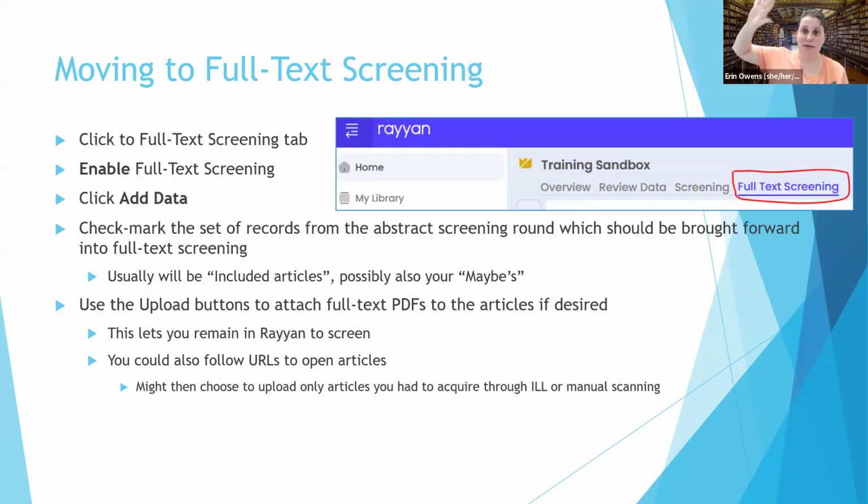Just click through, be reading the article in your browser somewhere else, and then scoring in Rayyan. And then you would only need to upload articles that you had to acquire some other way, like through interlibrary loan or through manually scanning from paper. One of the considerations is really just the size, depending on how many citations you have, how many files you're trying to upload. There can be a significant time required to get all of those files uploaded into the system. So it's a choice.